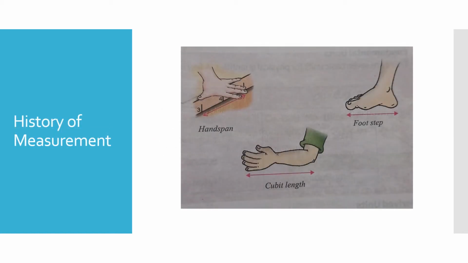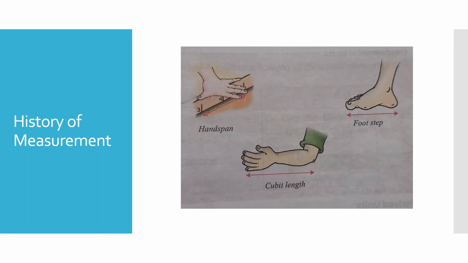Earlier, there was a history of measurement. Our forefathers used different parts of their body in order to measure length, like the distance of a step. Then they used the width of fingers. Different terms were used, like hand span, footstep, and cubit length.